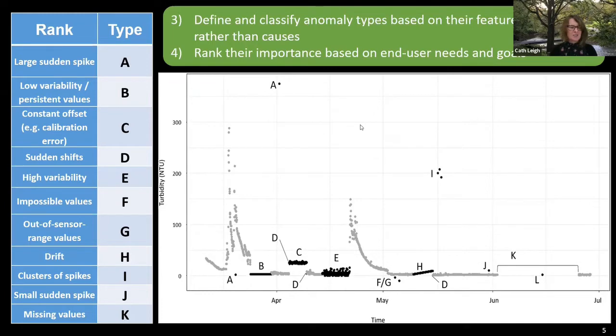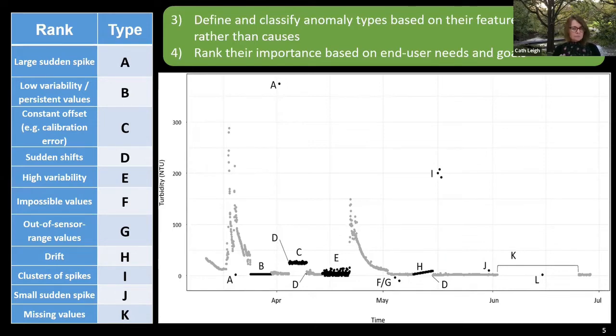What's been distracting me. Okay, so the next step of the framework is to define and classify the anomaly types in your data based on their features and patterns. As I mentioned before, they're patterns in the data rather than the causes of these anomalies. And this goes back to our earlier step, making sure that you're familiar with the data and the characteristics of that data in which you're wanting to identify the anomalies.